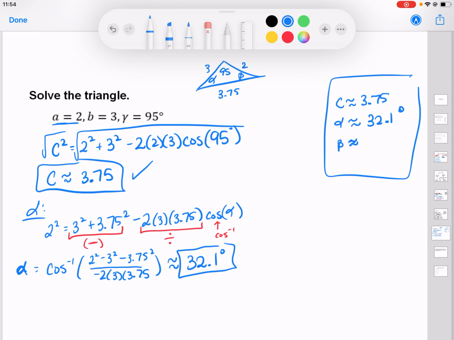And then, easiest way to find beta, you can go through that process again, but since you have two angles, just subtract both angles from 180 degrees, make it easier on yourself, and you get about 52.9 degrees. You're done.